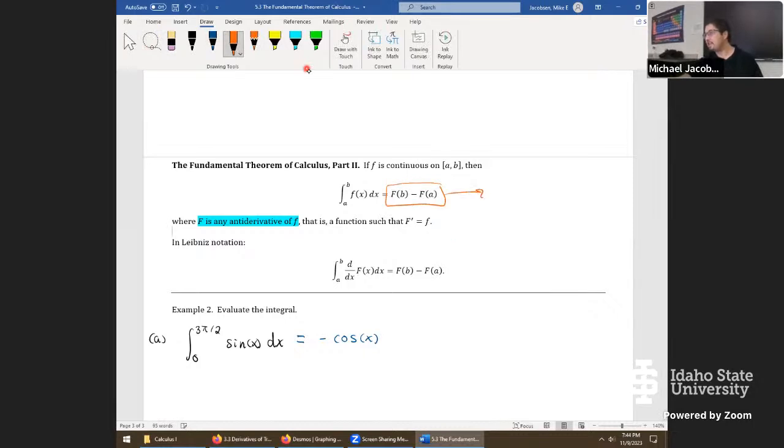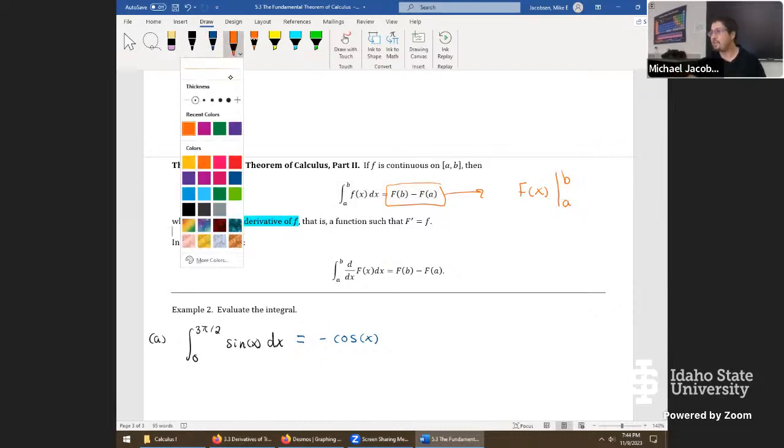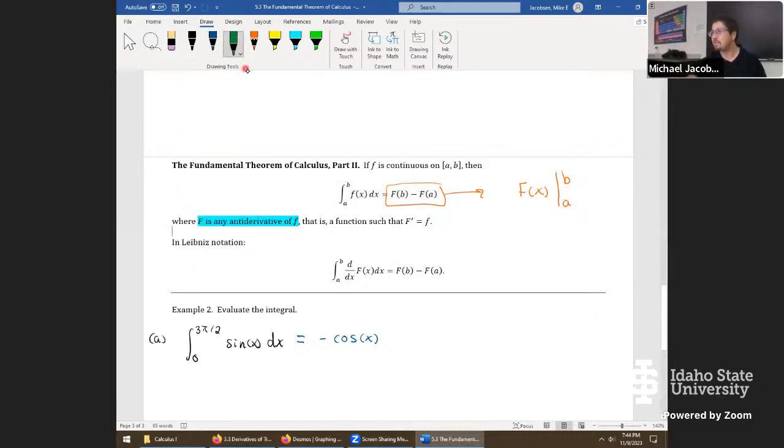F of b minus F of a is the same thing as saying F of x with an evaluation bar from a to b. We use evaluation bars like that whenever we're evaluating a derivative in Leibniz notation. But now this one has an extra decoration. It's going to be an evaluation at b to start, so that's the F of b, and then an evaluation at a to end, so that's the F of a. So that the moment you find an antiderivative, the next thing you would want to write is this.